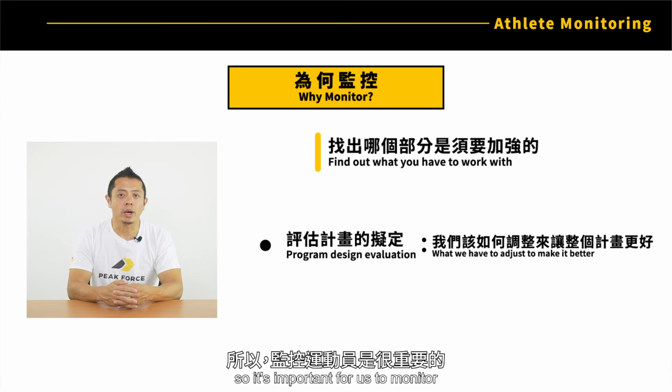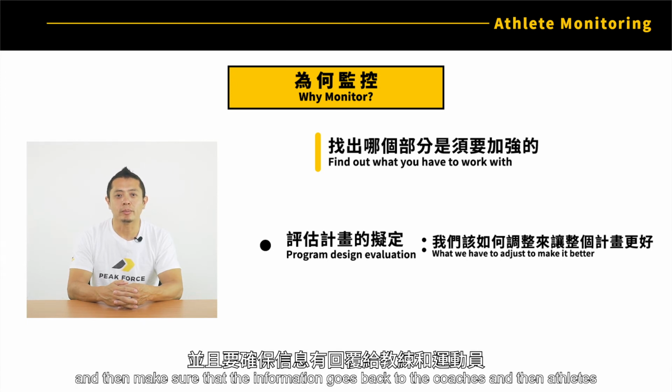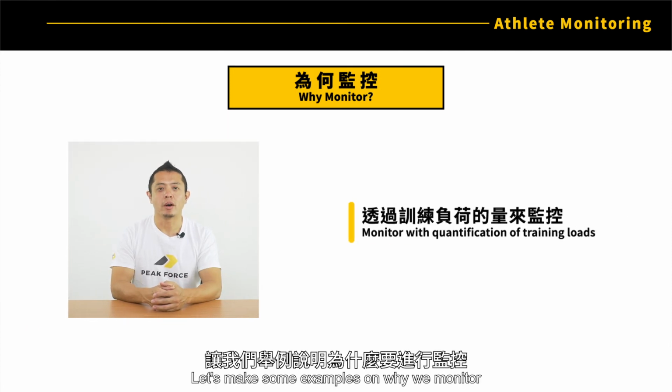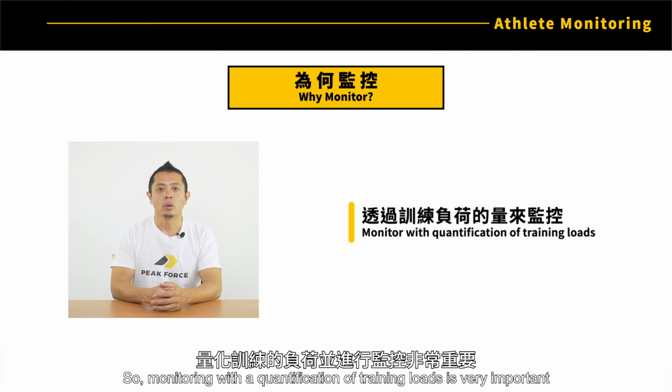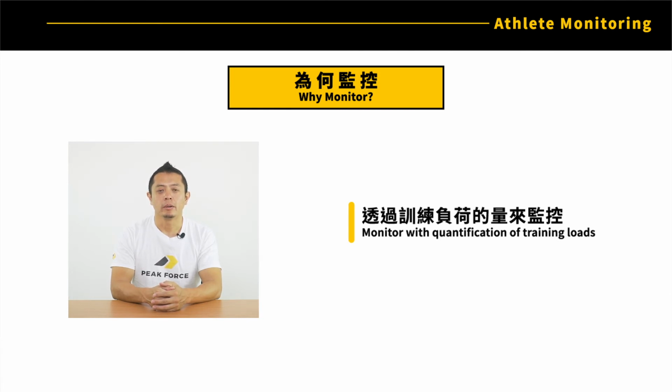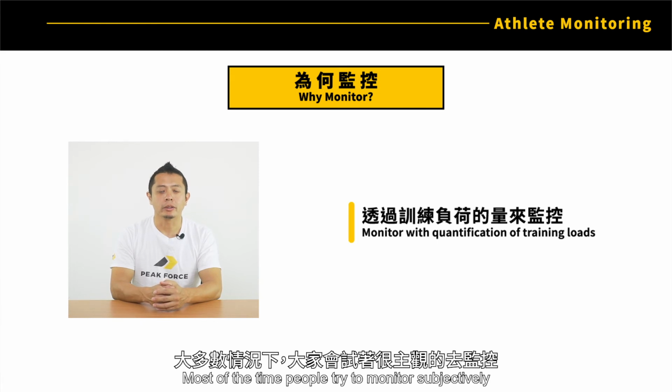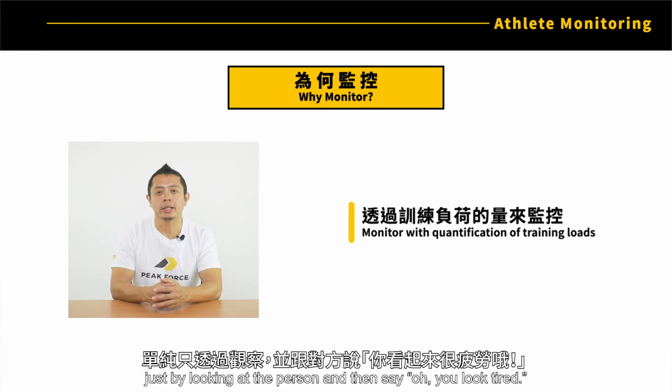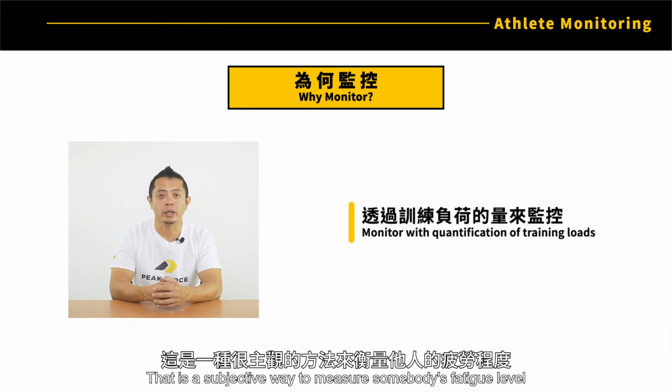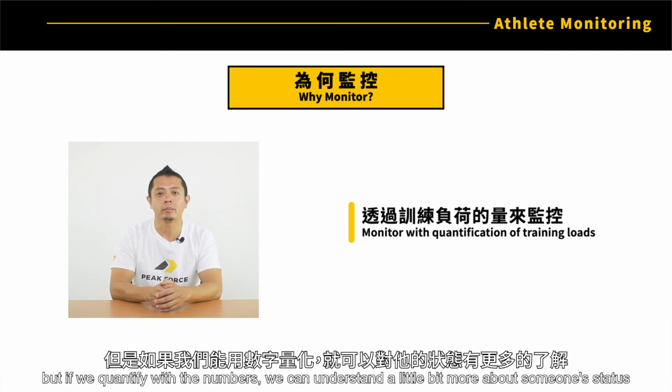So it's important for us to monitor and make sure that the information goes back to the coaches and the athletes. Let's make some examples on why we monitor. Monitoring with the quantification of training loads is very important. Most of the time, people try to monitor subjectively, just by looking at the person and saying, oh, you look tired. That is a subjective way to measure somebody's fatigue level. But if we quantify with numbers, we can understand a little bit more about someone's status.